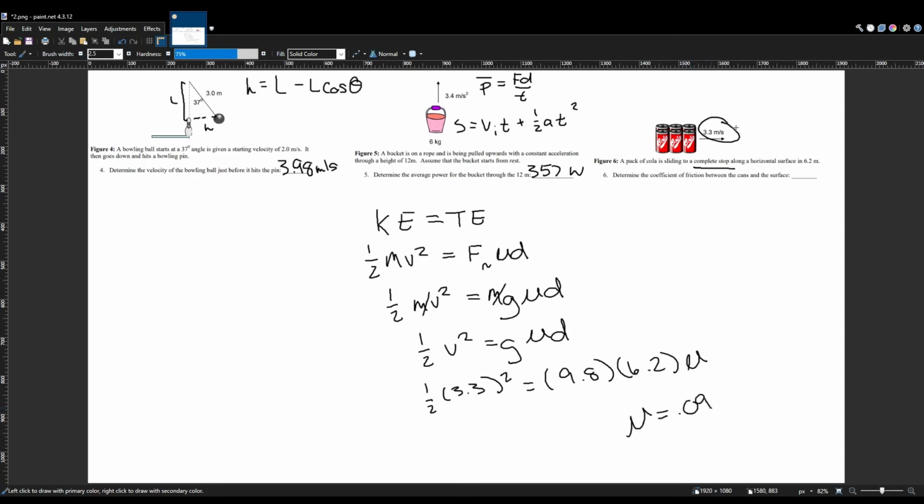0.090. And our coefficient of friction is in fact a unitless measurement, so we just put 0.090, and that is the answer to question number 6. Really easy one there.